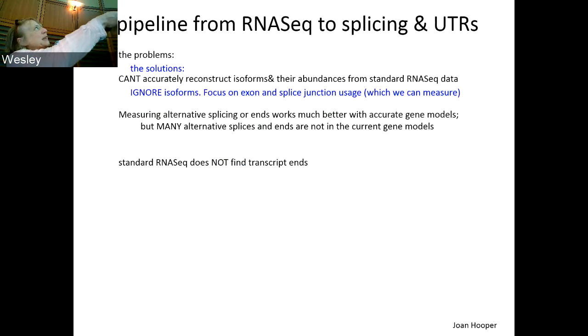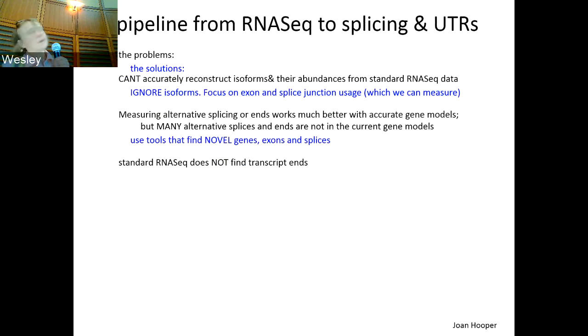First and foremost, since we can't do it, we're ignoring the problem. And instead, we're focusing on what we can do, which is measuring the differential exon usage and splice junction usage. In terms of the gene models, well, that's not really such a problem. We just have to actually look in our data and build good gene models from the data that we have.